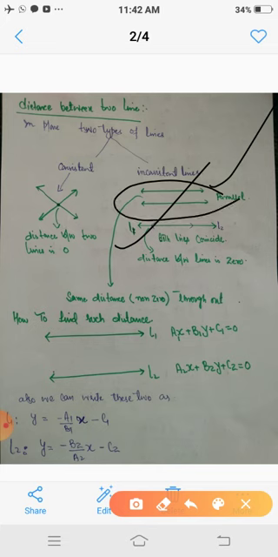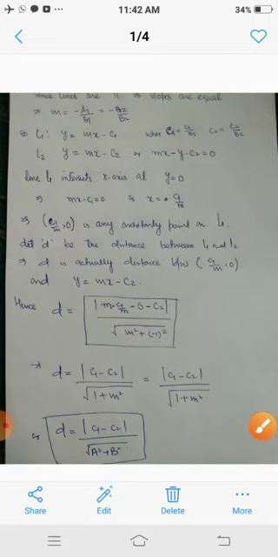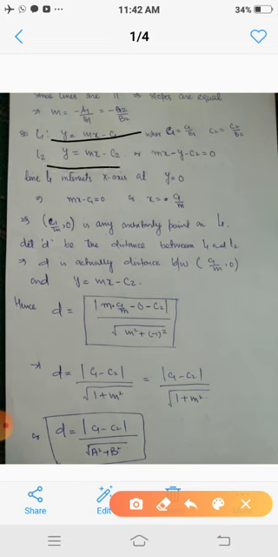How to find this? Now, when we have to find the distance between two lines, either it is zero, or if it is non-zero, then they are parallel. When they are parallel, this means that their slopes are equal. When the slopes are equal, we can write the general forms in slope intercept form, which are of the form y = mx - c1, y = mx - c2, because m is the slope, which is the same, and c1 and c2 are the constants.